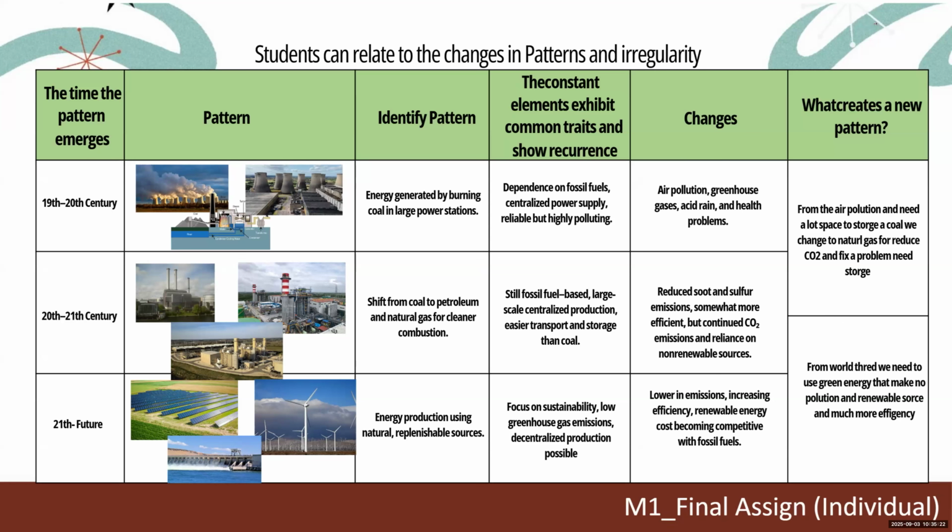So that's the pattern that I showed, it is about power generation. For the first one is about 19th to 20th century. Most commonly it will use a coal burner like a coal power plant for energy generation. They use burning coal to generate heat and boil water to be hot steam, and hot steam will push the dynamo to generate the power.